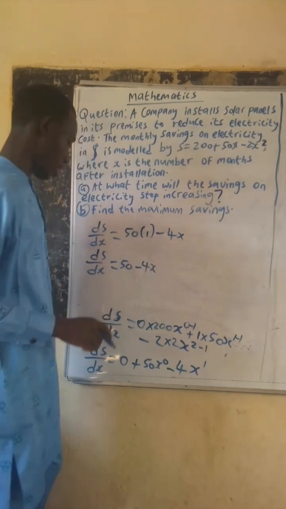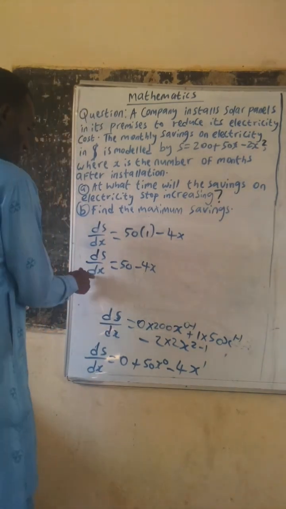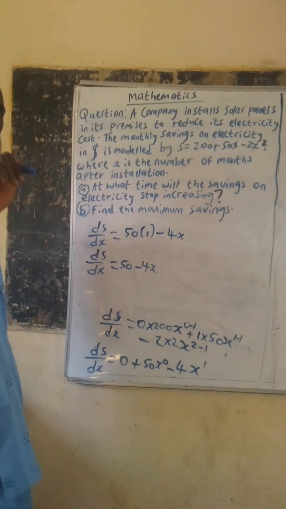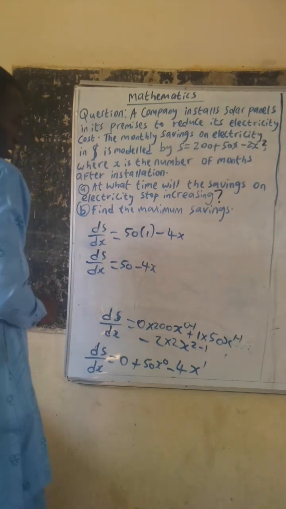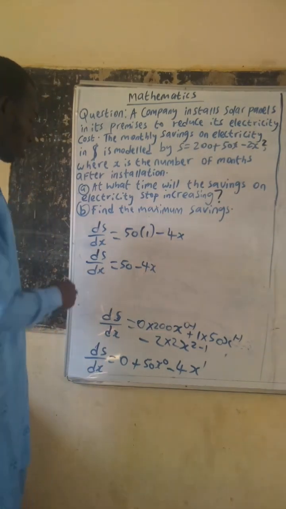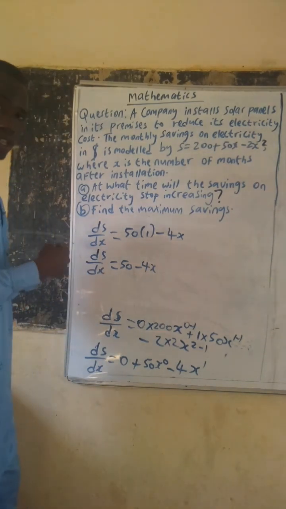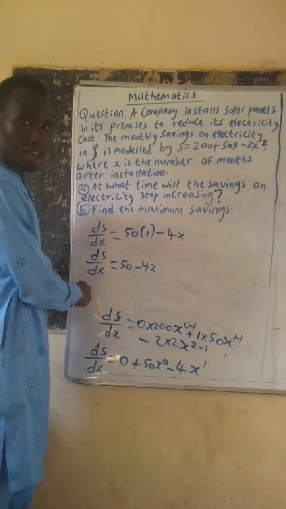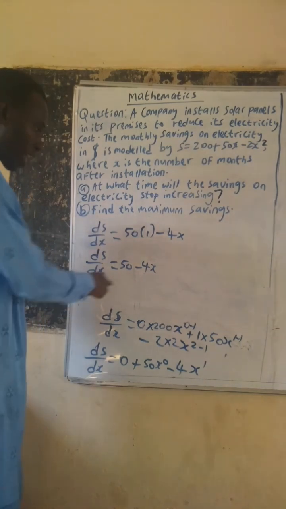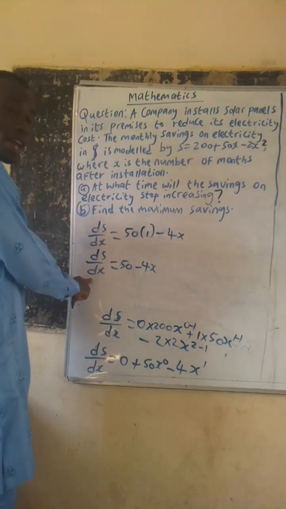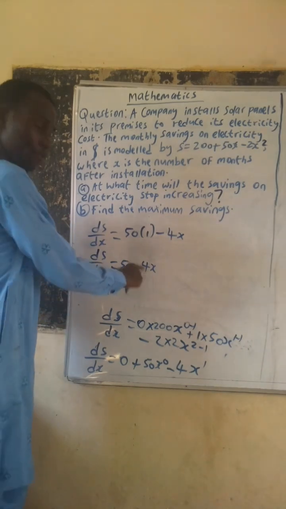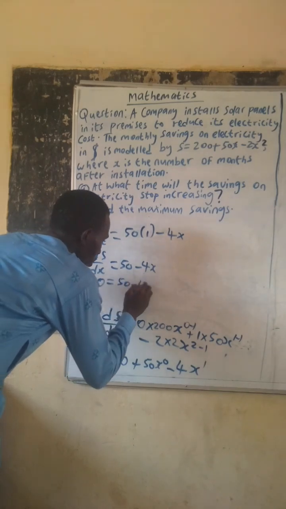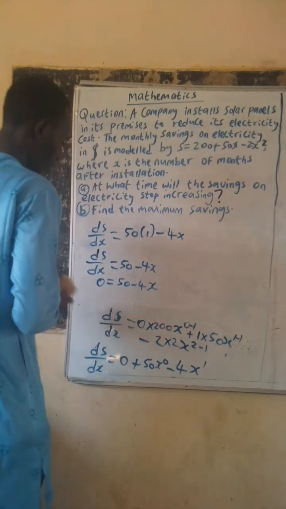Minus 4x. So having done that, we are going to replace the x, the s, we are going to replace it by 0, right? If you are familiar with your differentiation, when you differentiate, if you are going to solve it further, you are going to make it 0, if you are going to find the value of x. So we are making it 0 so that we can find the value of x. So we have 0 equals to 50 minus 4x. Are you getting me?